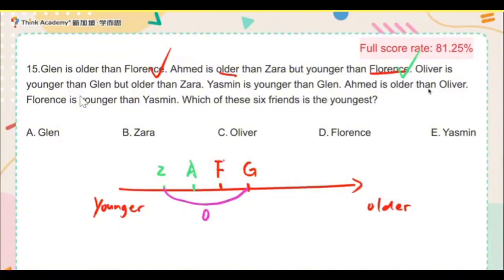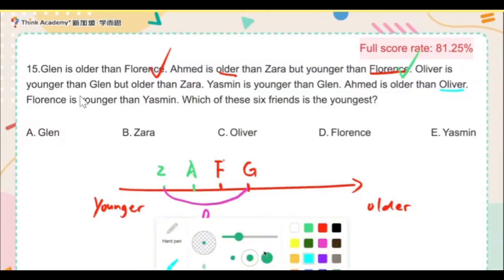Okay, so this time let's see. Ahmed is older than Oliver. So this time we can know, right? Just now we said Oliver is younger than Glenn, but older than Zara between here.